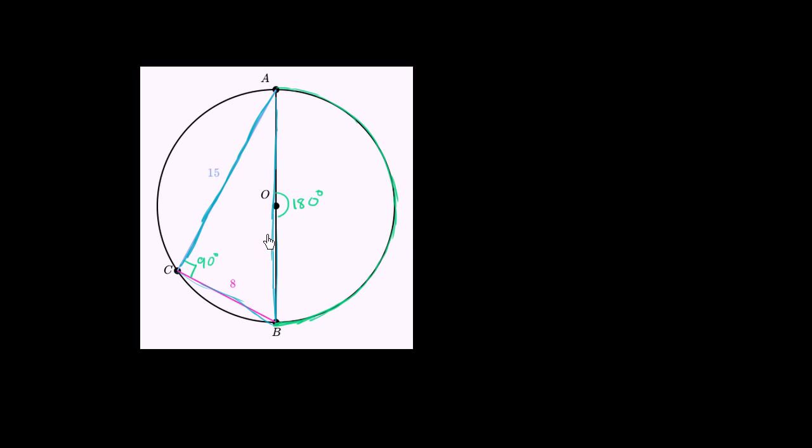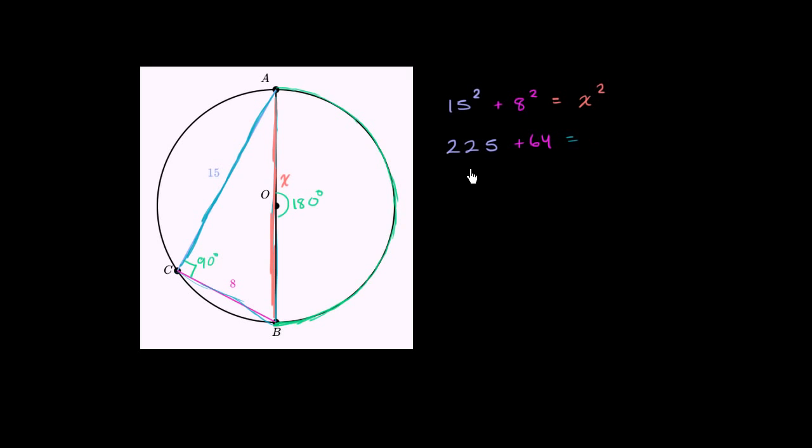So we can just apply the Pythagorean theorem here. 15 squared plus 8 squared is going to be the length of side AB squared. So let me just call this side right over here x. That's going to be equal to x squared. So 15 squared, that's 225. 8 squared is 64. Plus 64 is equal to x squared.